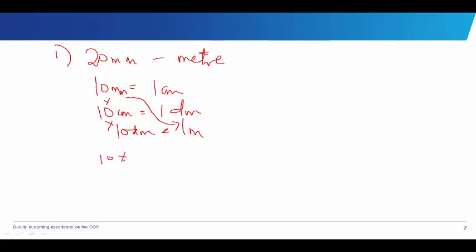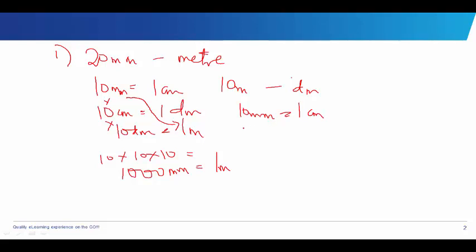So it gives us 10 times 10 times 10, which is 1000 millimeters. That now gives us 1 meter. So let's say we're converting 10 millimeters down to decimeters. We have 10 millimeters equals 1 centimeter, 10 centimeters equals 1 decimeter. Since we're converting from this to this, we multiply this. So that gives us 10 times 10, which is 100 millimeters, so that gives us 1 decimeter.